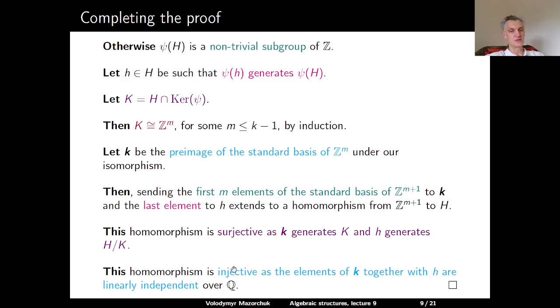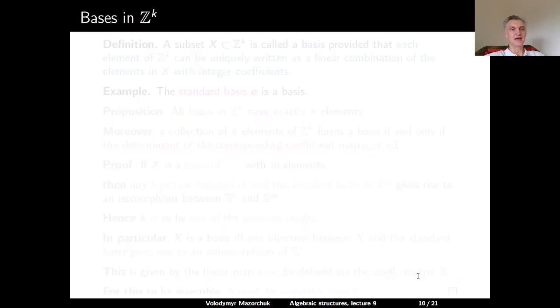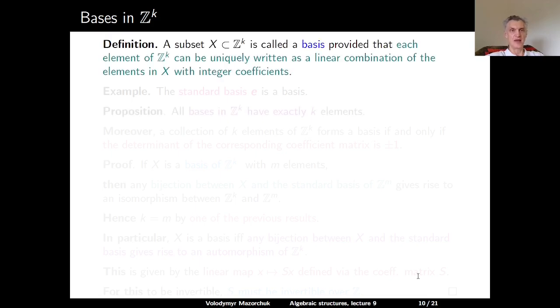Moreover, this homomorphism is injective because the elements of k together with h are linearly independent over Q by construction. Therefore, this is an isomorphism, which proves our statement. Now we can describe all different bases in Z^k.